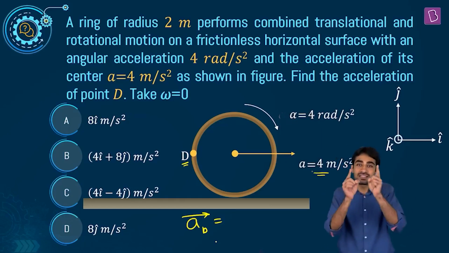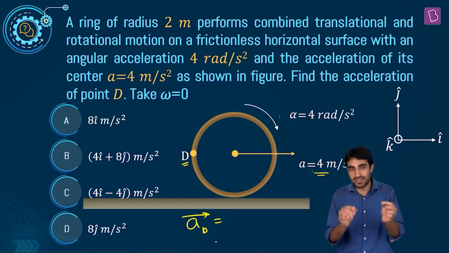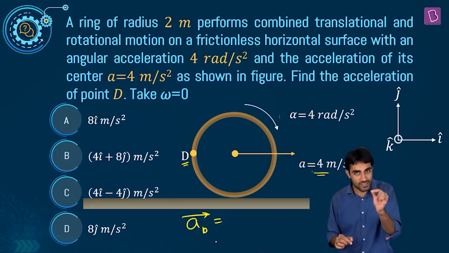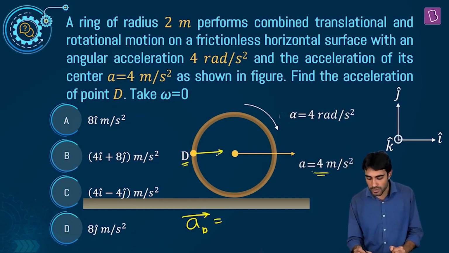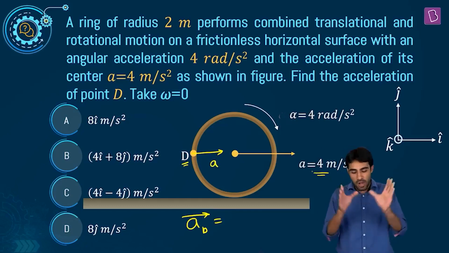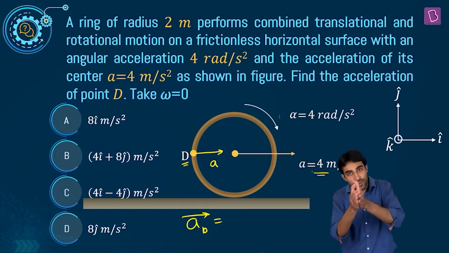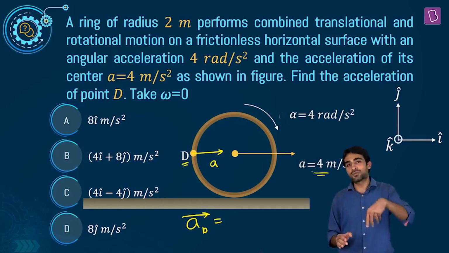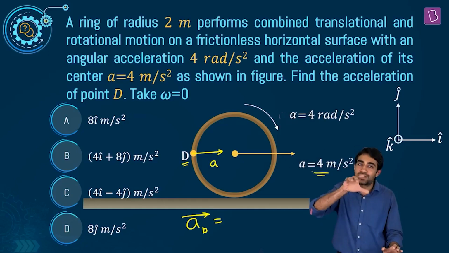Due to the translational motion of this wheel, the center of the wheel is actually under some acceleration in the horizontal direction. Due to this acceleration of the center of the wheel, point D will also have one part as this acceleration in the horizontal direction. Now let's talk about the rotational motion, because this wheel has translation motion and rotation motion as well. Rotational motion is about the center of the wheel.